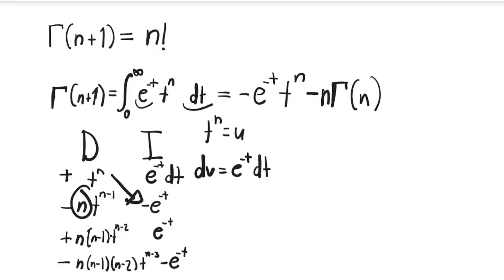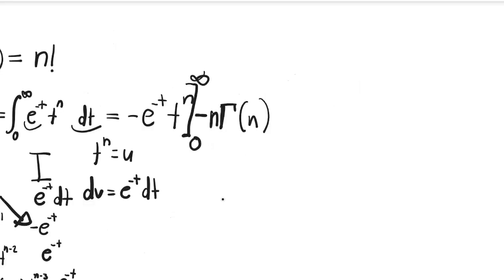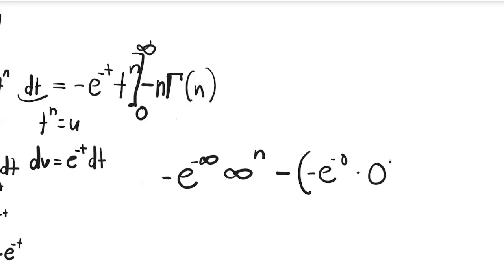And there we are. And actually we will integrate this from 0 to infinity. And this is minus e to minus t times t to the n. And let's evaluate at infinity. So minus e to minus infinity times infinity to the n minus e to the minus 0 times 0 to the n. And this will simply go to 0.